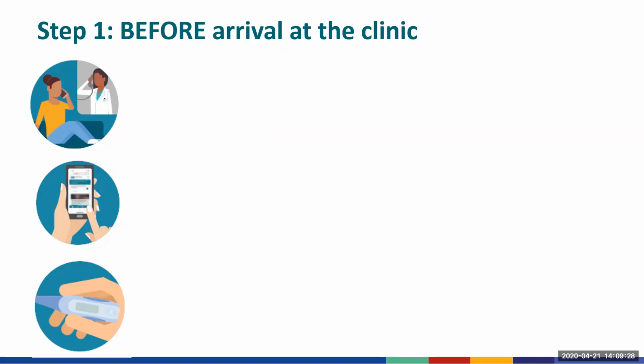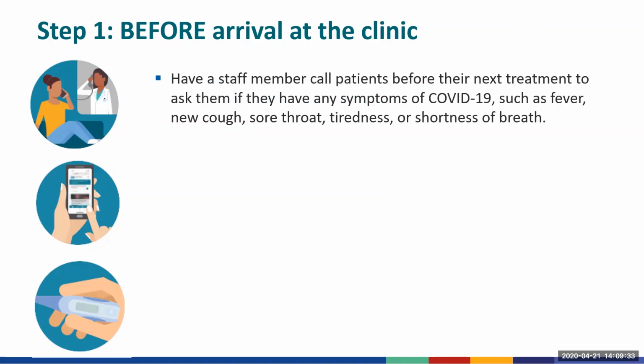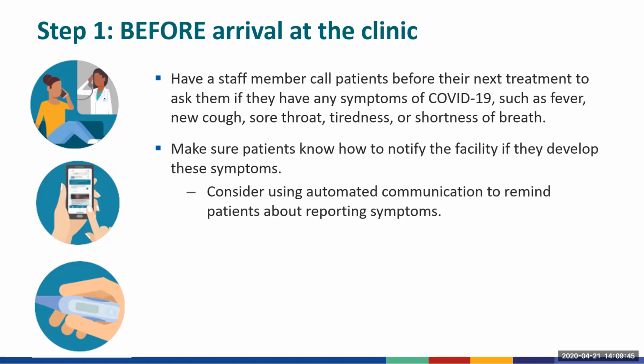Step 1, screening and triage before patient arrival at the clinic. Have a staff member call patients before their next treatment to ask them if they have any symptoms of COVID-19, such as fever, new cough, sore throat, tiredness, or shortness of breath. Make sure patients know how to notify the facility if they develop these symptoms. Consider using automated communication to remind patients about reporting symptoms. For example, some electronic medical records have the ability to easily send emails or text reminders or personalized messages to patients.